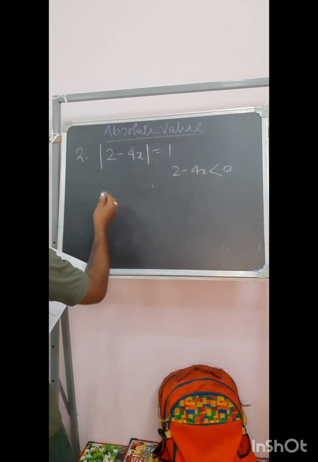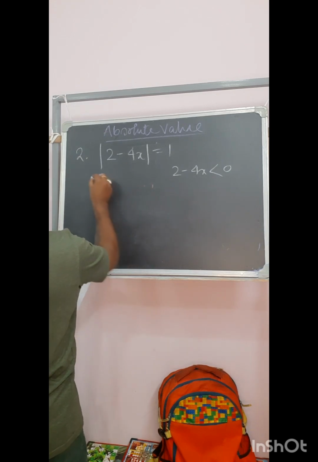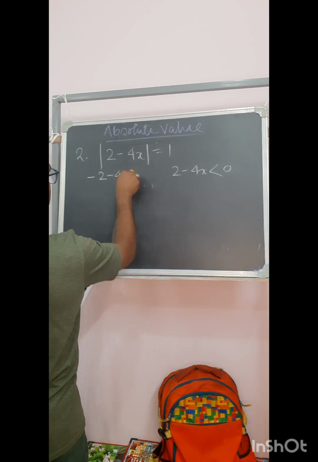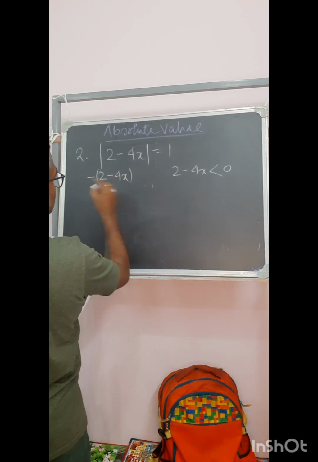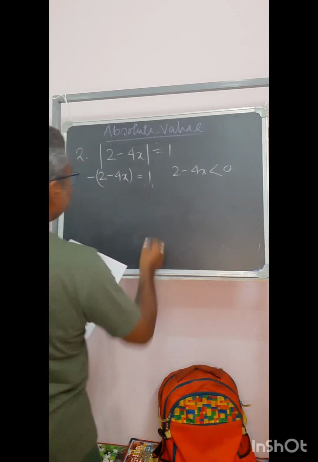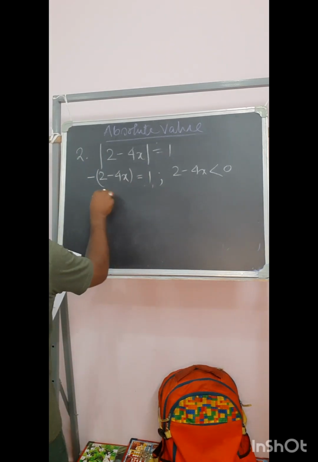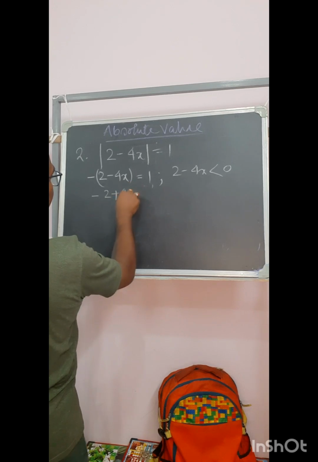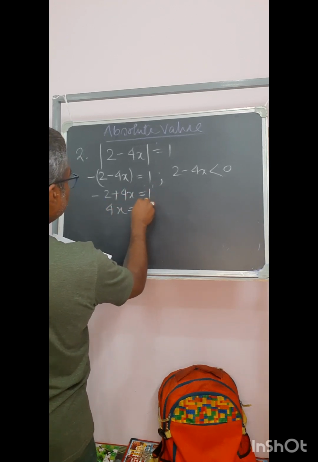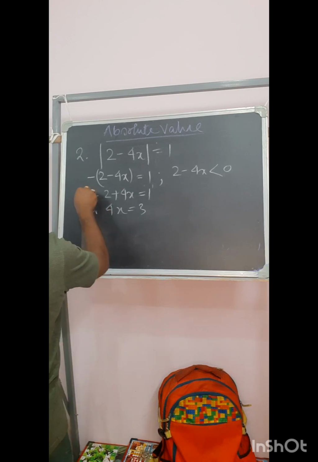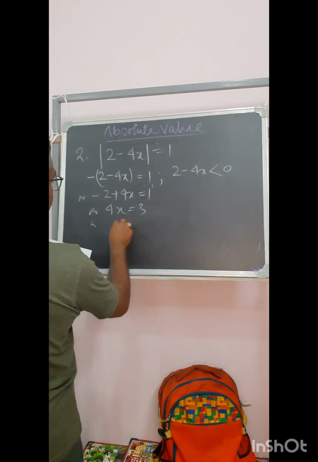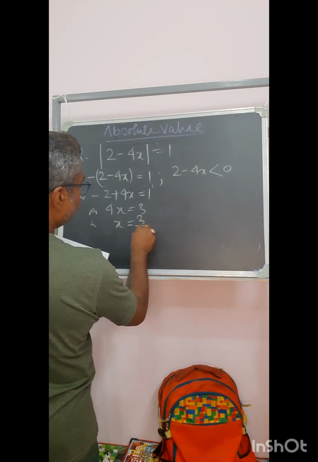Otherwise that will be a wrong thing. So if it is less than 0, I have to associate it with a negative, then both together will give me a positive, as the mod satisfies the condition. And then 4x is equal to 1. So 4x is equal to 3, or x is equal to 3 by 4.